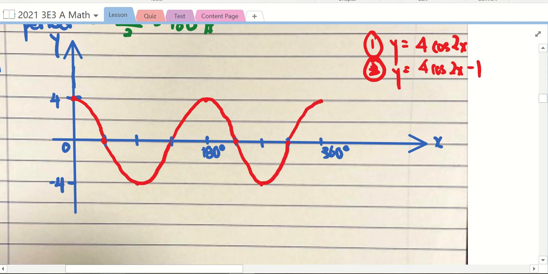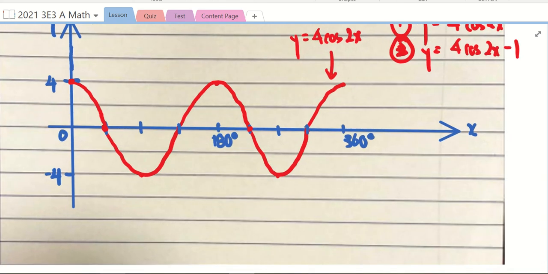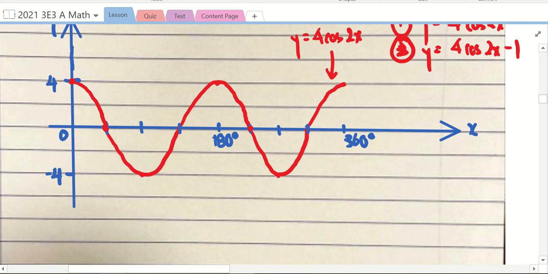Do I just draw? No, you must label because I'm drawing 2 different graphs. So I better label first. This is y equals 4 cosine 2x. Amplitude is 4, there are 2 cycles. If I want to do part 2, I need to minus 1, right? What happened? Everything subtract by 1, point by point.